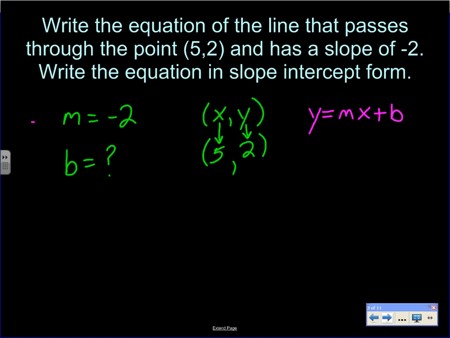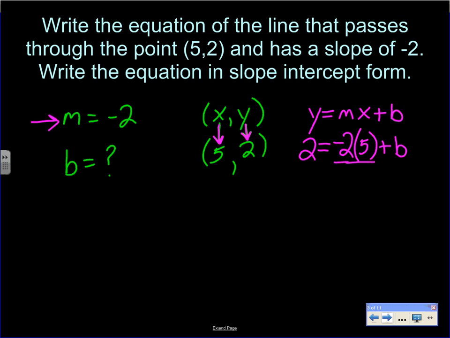Let's substitute what we know in. m is -2, so we're going to write -2 below m. We know x is 5, so we're going to put it in parentheses. That way it doesn't look like -25. And we know y is 2, so we'll put the 2 there underneath y. Drop down our equal sign and drop down our plus b. And now all we have to do is solve this out for b.